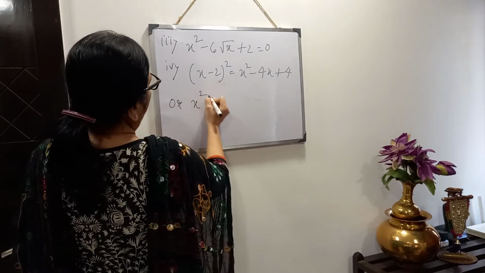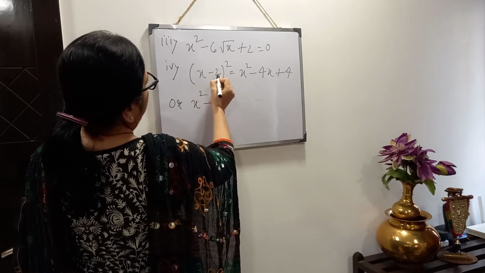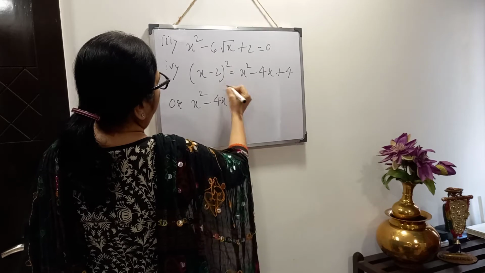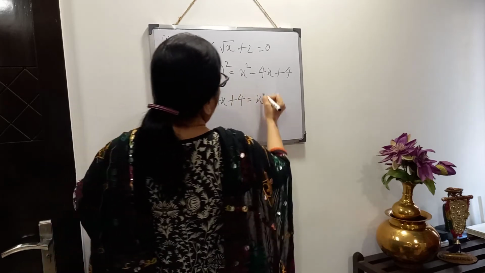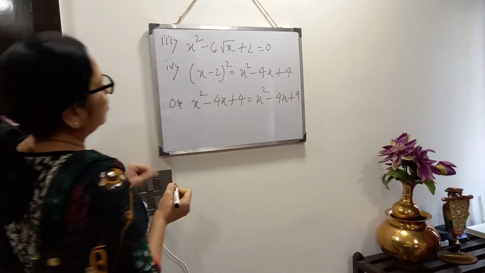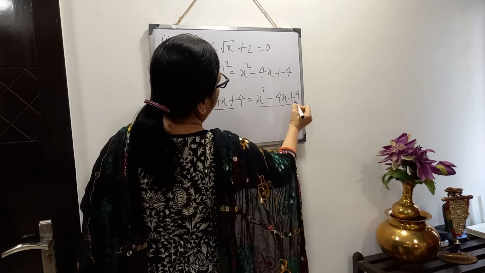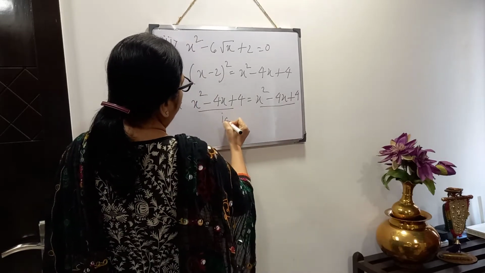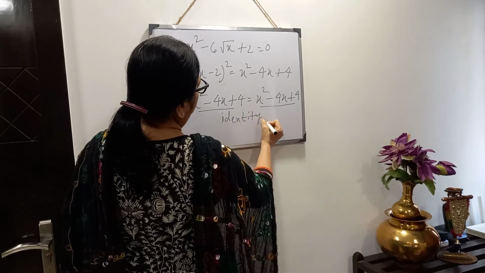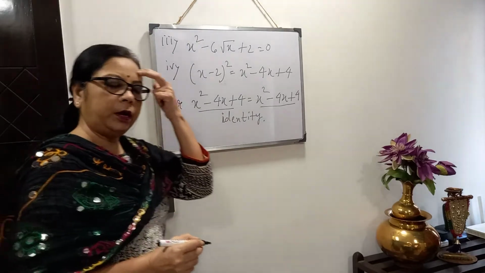Now it is a minus b whole square form. a square minus 2ab, 2 means 2a, a means x, b means 2. So it will come 2ab, 4x. One more step you can do, plus b square. And right hand side also coming this, same. Now you see, left hand side and right hand side, both are same. This is called identity. Clear? So this is not an equation. So it is not a quadratic equation.